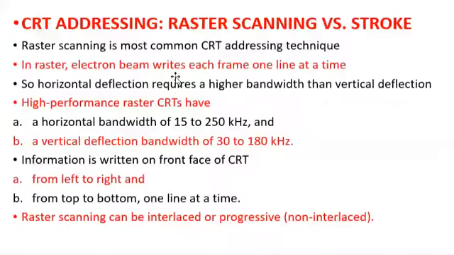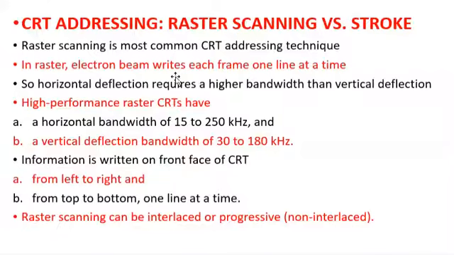Now we have what we call CRT addressing. Addressing is nothing but a process of sending these beams generated from the electron gun and then directed to form an image on the screen. How are these beams deposited on the screen? We have two methods. The first one we call raster scanning, and the other one is called stroke scanning.